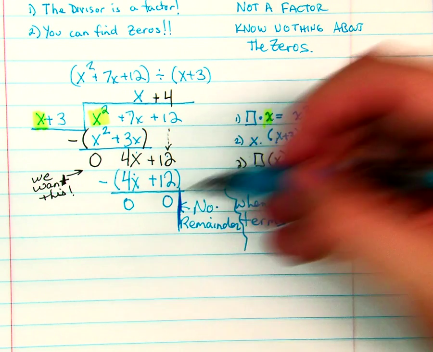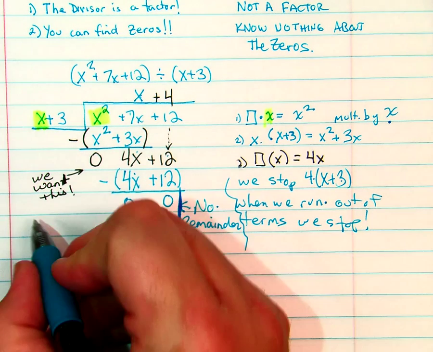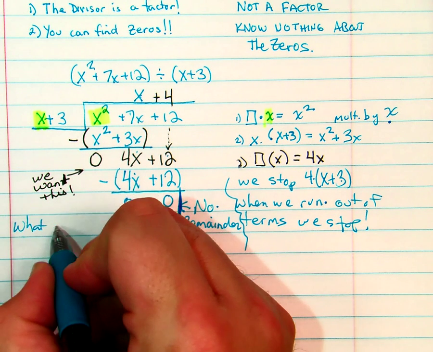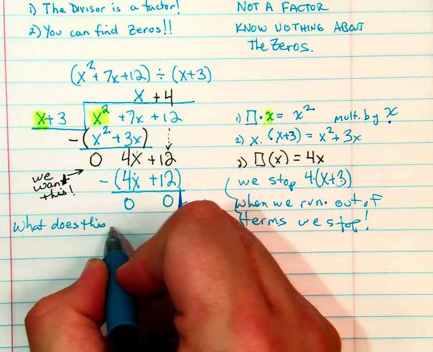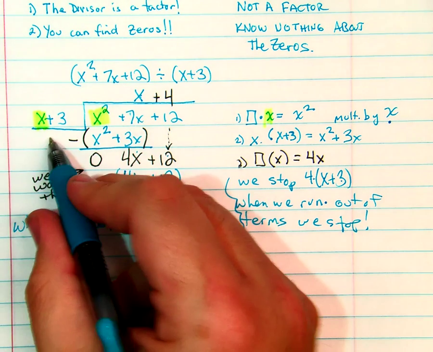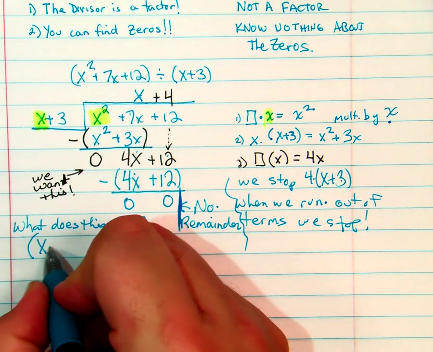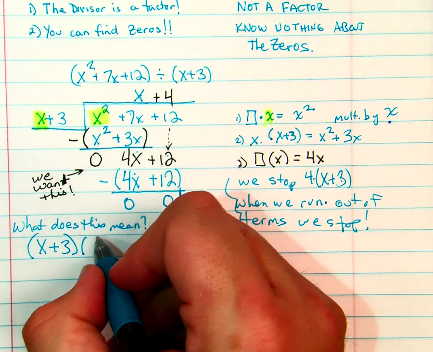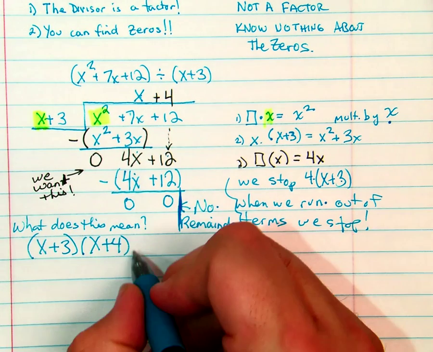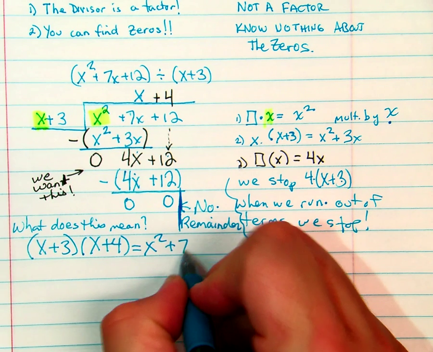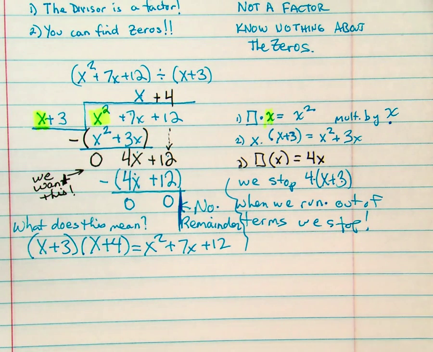Now, what does it mean? What this means is x plus 3 times the stuff that we got in the top, x plus 4, that's equal to x squared plus 7x plus 12. And that's what it's always going to mean. So, in this case, if you get no remainder, you actually factored out everything, instead of getting something with a remainder in it.